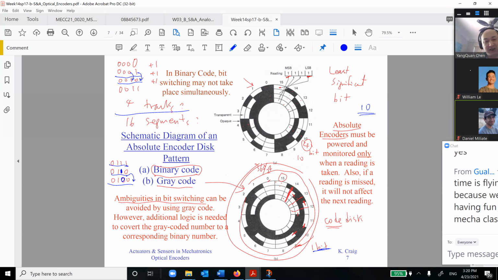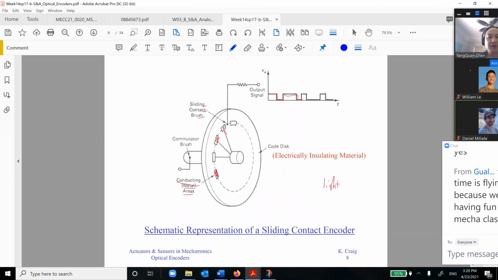Okay, so this is called an absolute encoder. They're still being used widely in some high performance systems. On the other hand, there are other ways to do this encoding process. I said encoding, you can do it the optical way. I'll give you an example that is not optical. It's called the magnetic way.